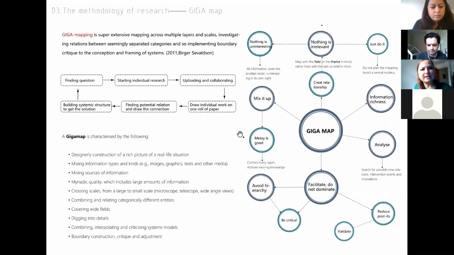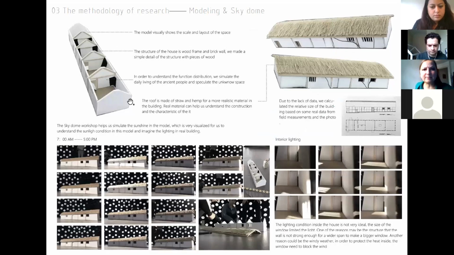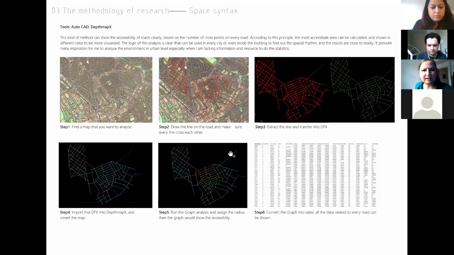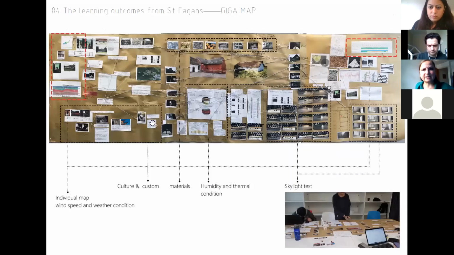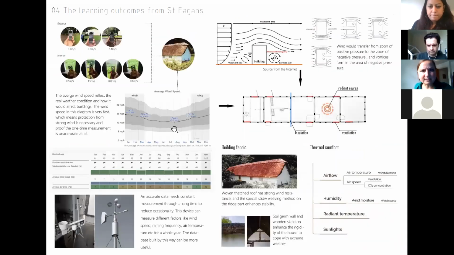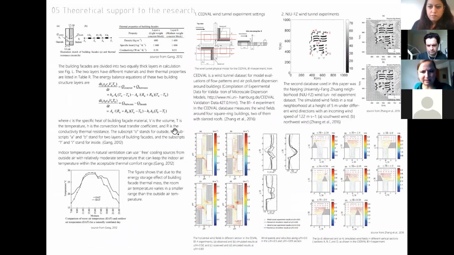Then he explains the methodology of the research, and here again the model making, where the students analyzed light and space syntax, and then the writing exercise. All students were asked to draw a graphical abstract for their writing exercise to learn how to structure their writing. This is the explanation of the gigamap, what the different relations are, and this is the explanation of his responsibility within the team.